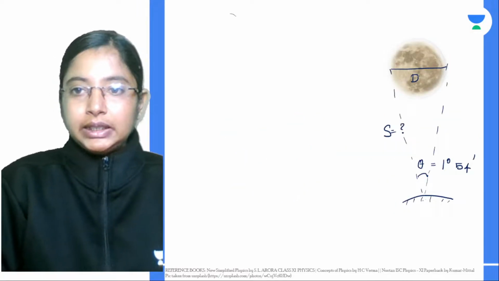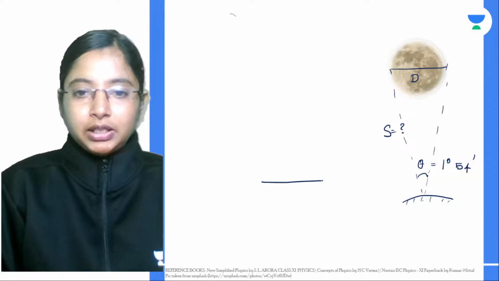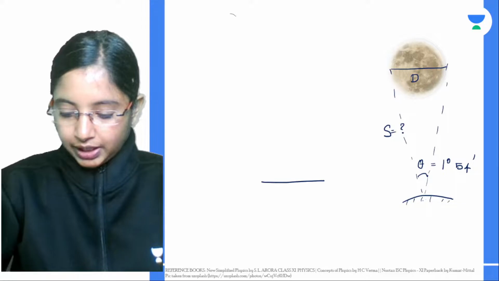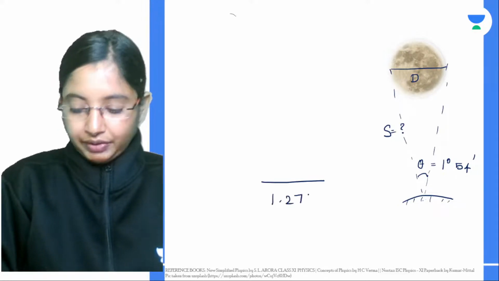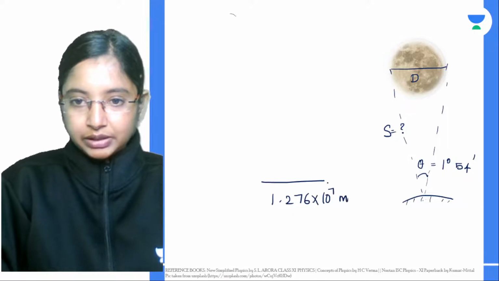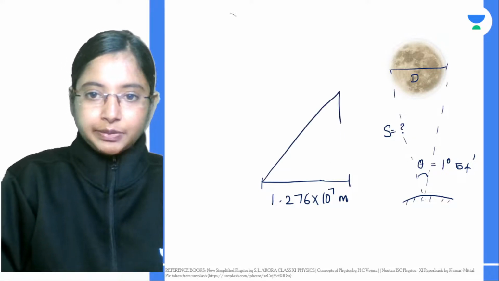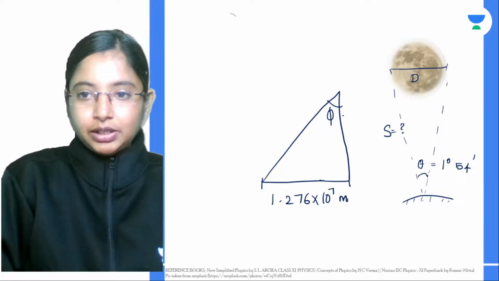Why? Here, we don't know the diameter of the moon. The question has given the diameter of the earth. According to the question, the diameter of the earth is 1.276 into 10 to the power of 7 meters. They have also said this angle phi is given to be 1 degree 54 minutes, okay.